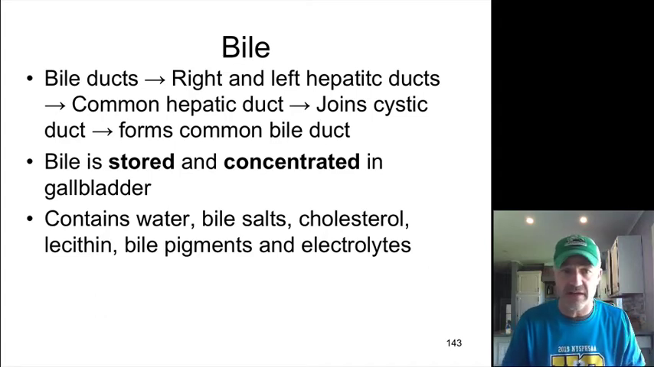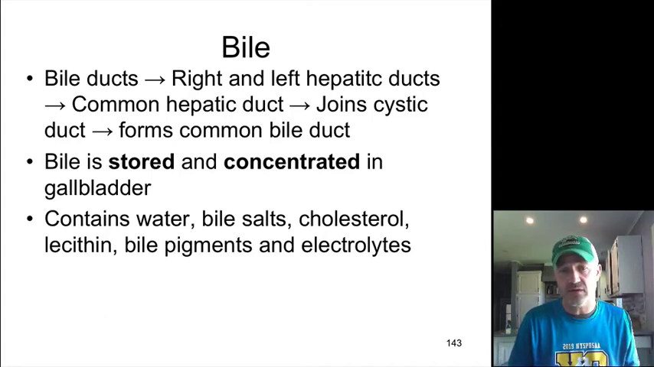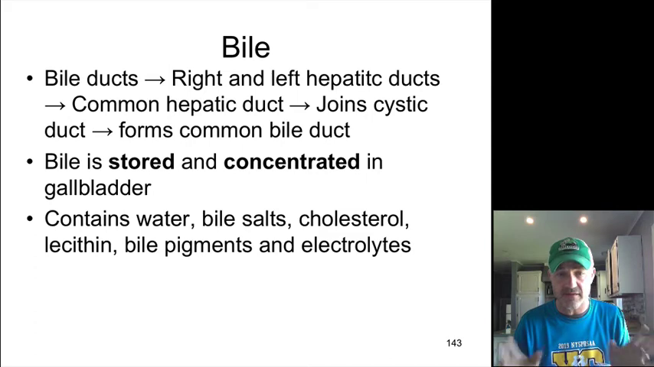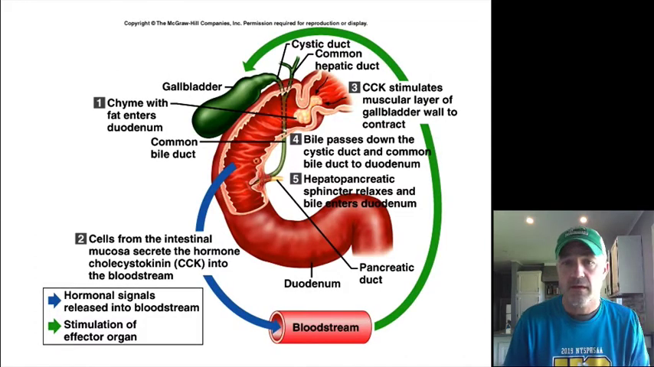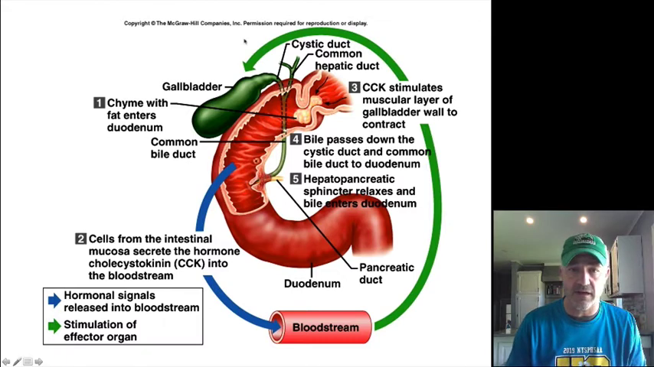Normally, when we're not doing digestion at that point, the bile is going to be stored in the gallbladder. It can be concentrated a little bit there, but this contains water mainly, some bile salts, and a number of other things that we're going to see in bile. And you can see kind of the idea right here.